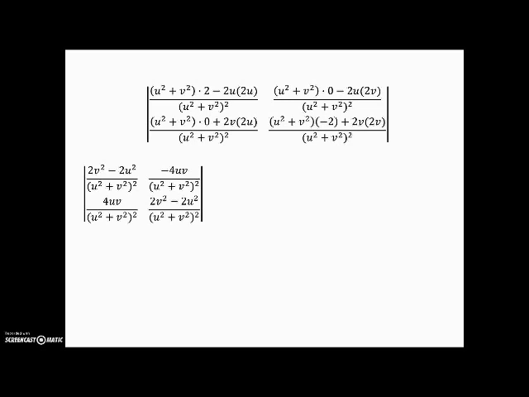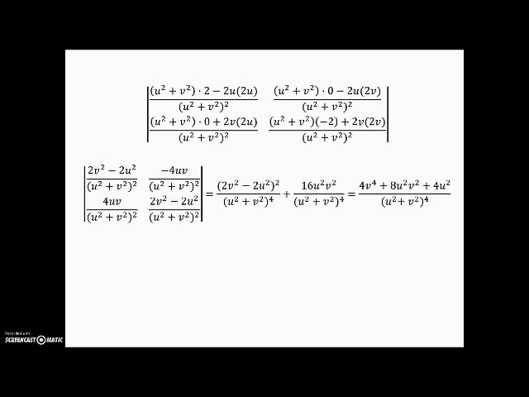Hold on. So now we need to evaluate the determinant by multiplying the top left times the bottom right minus the top right times the bottom left. And then we multiply out the quantity there on the left and collect like terms. And we get something very nice.